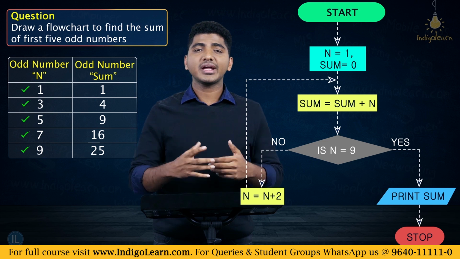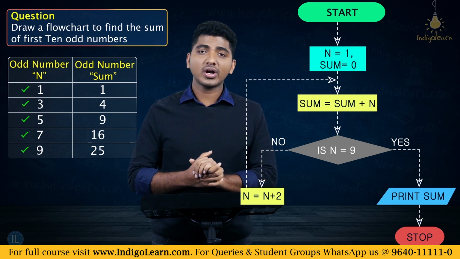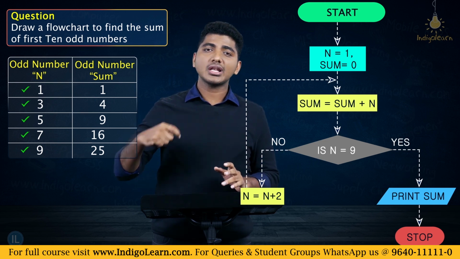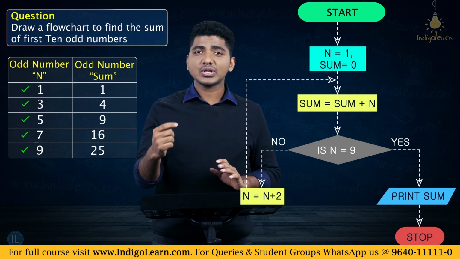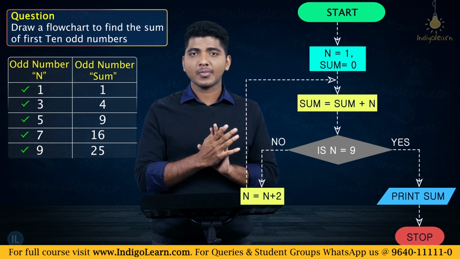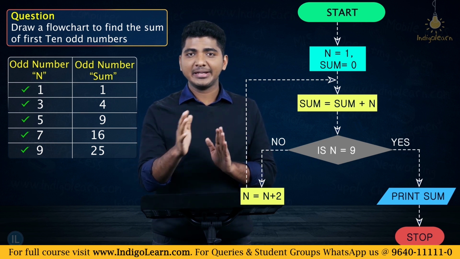But if they are asking find the sum of first 10 odd numbers, what are you going to do? You have to think what is the last odd number. What is the last odd number in the first 10 odd numbers? So it is 19. Alright.